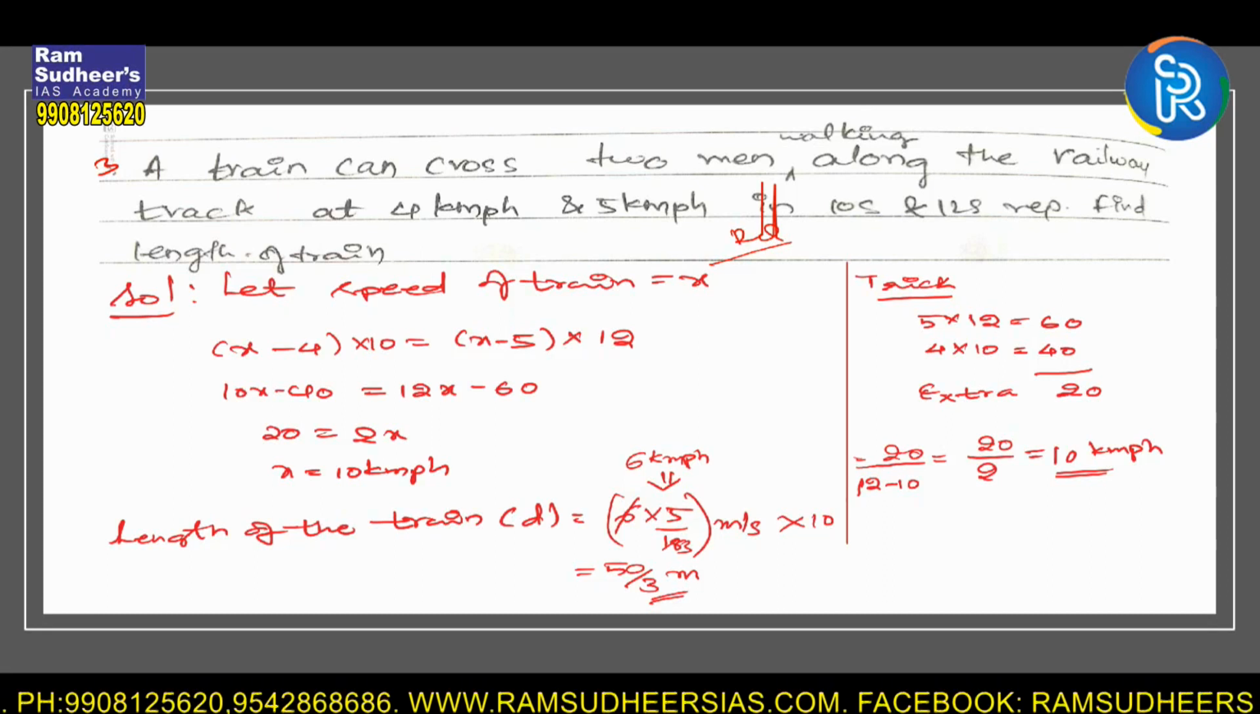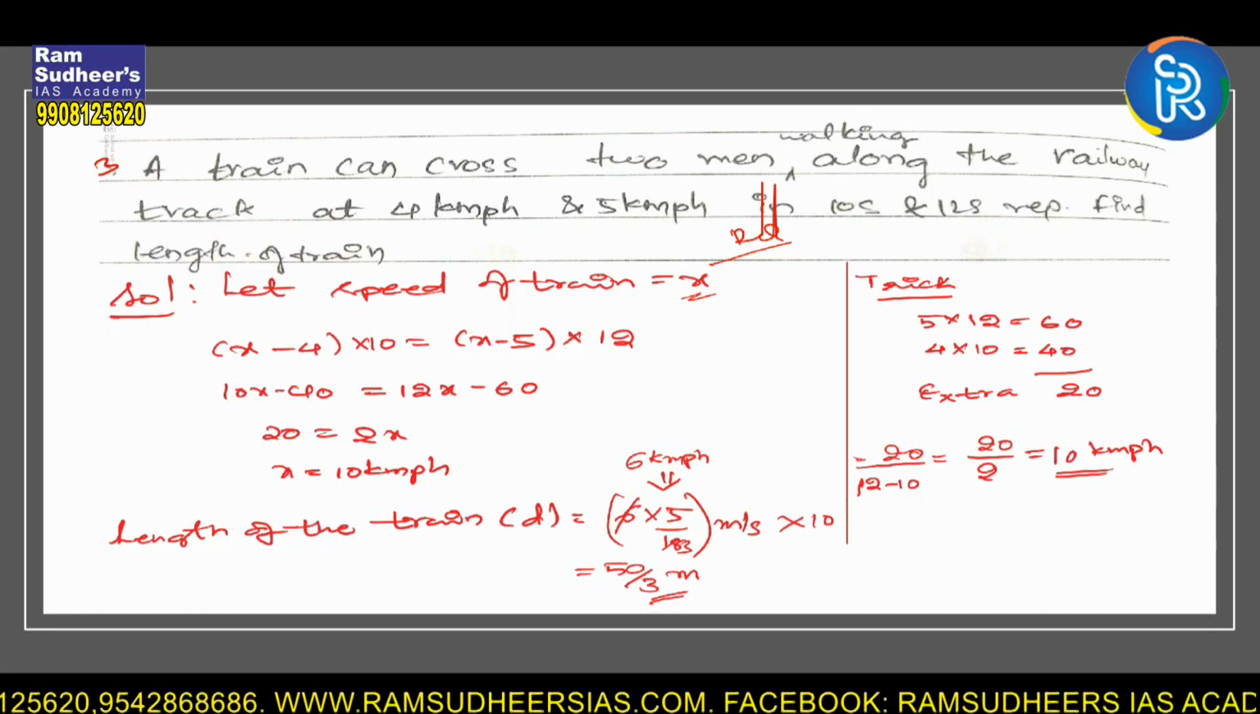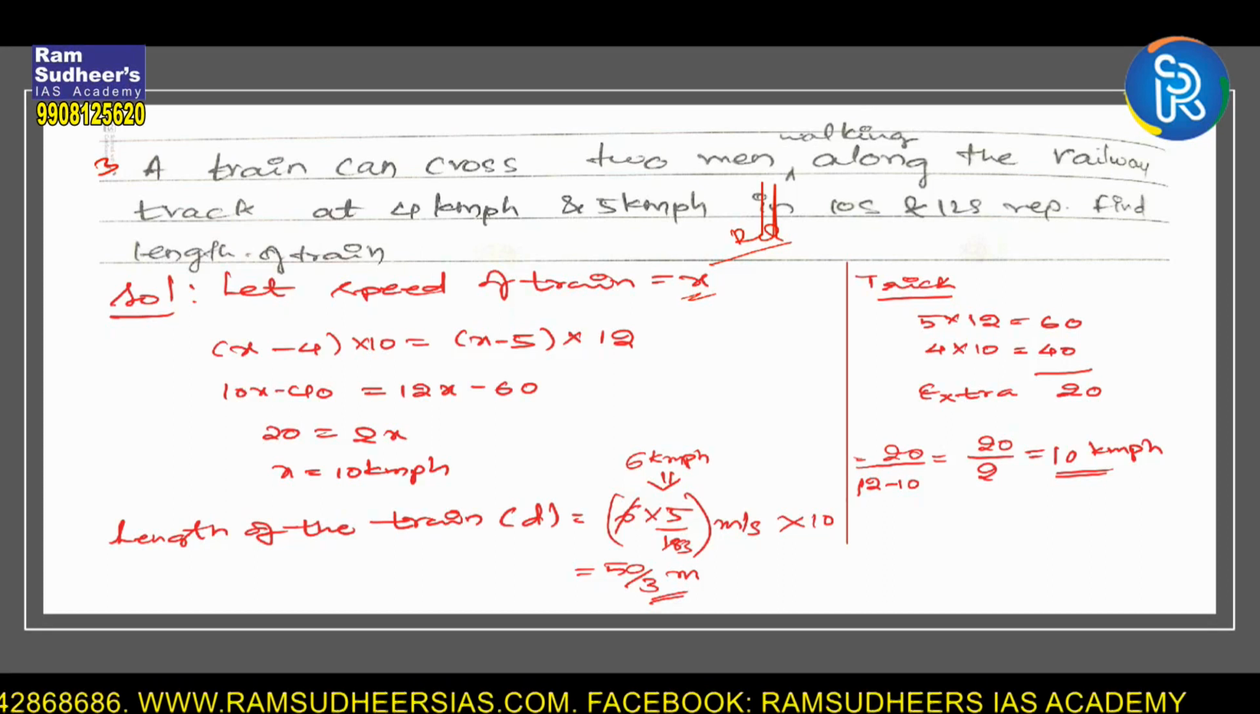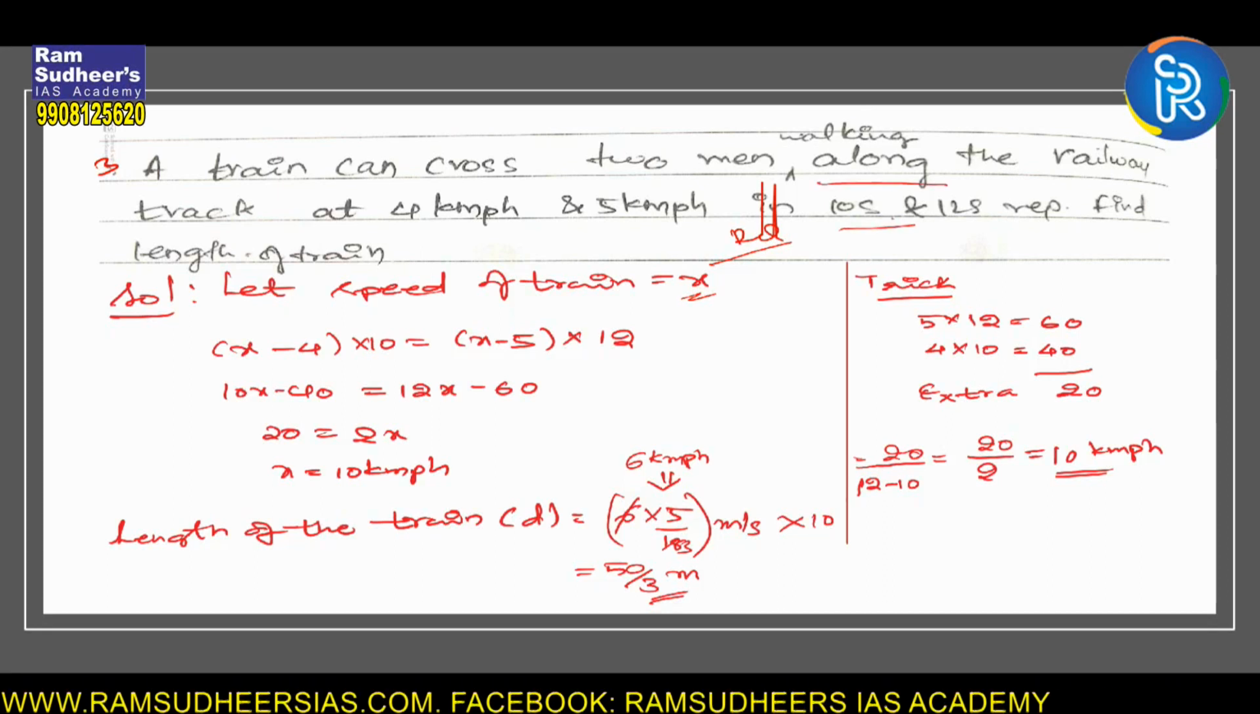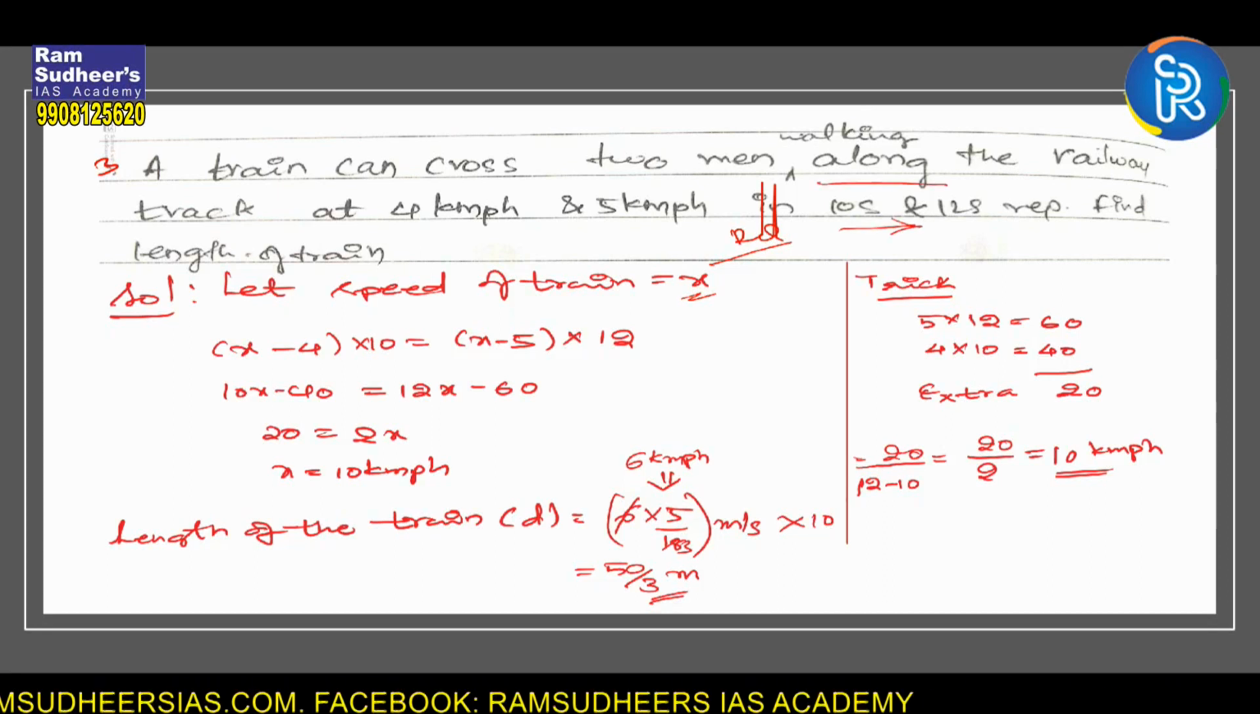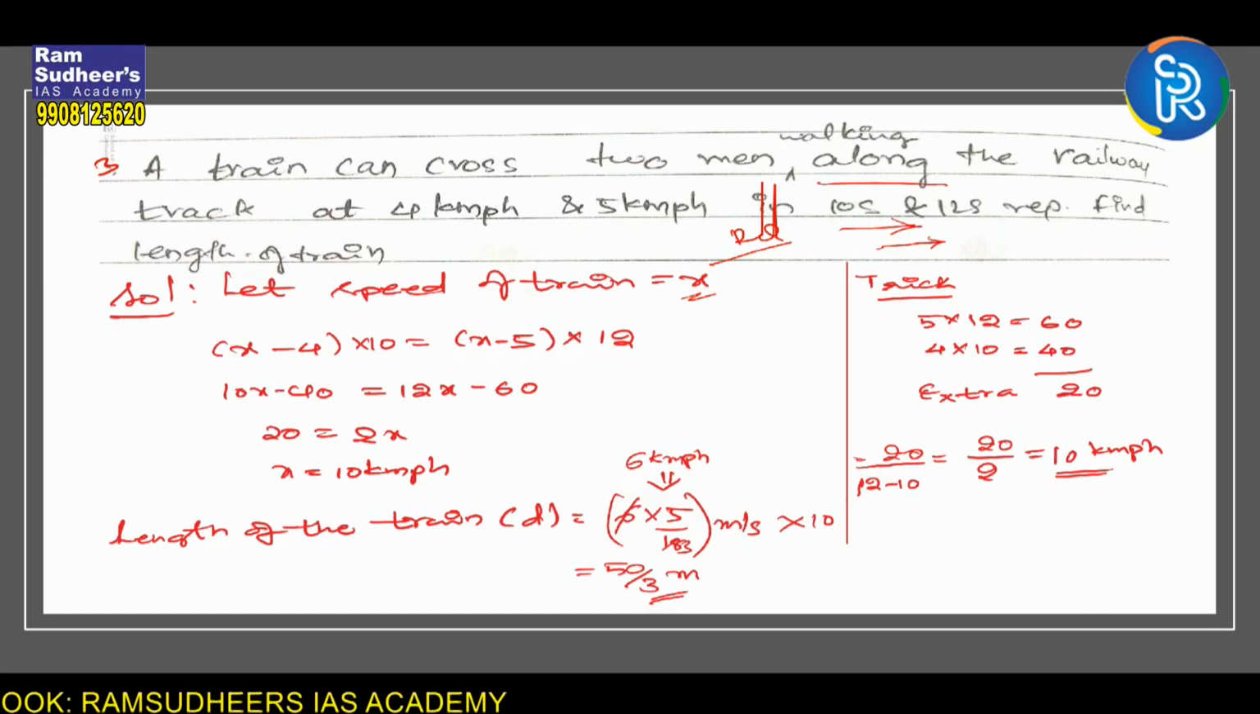Now let us consider the speed of the train to be x, and here in the question it is given that two men are walking along the railway track. The train is moving in this direction along the railway track, and the two men are also moving along the railway track in the direction of the train. That should be understood from the question. And since they are moving in the same direction, I have subtracted the speeds over here: x minus 4, the speed of the train with respect to the speed of the first man, and the speed of the train with respect to the speed of the second man. I have subtracted them over here, and into 10, this is time.